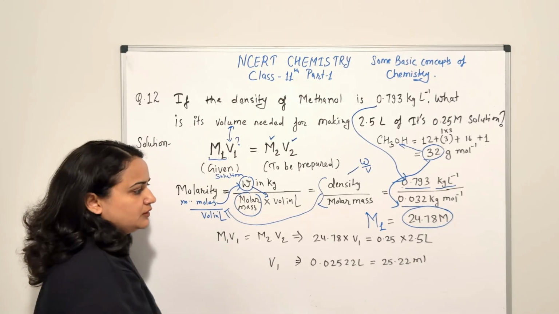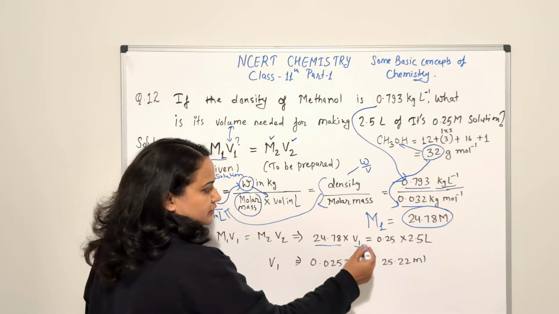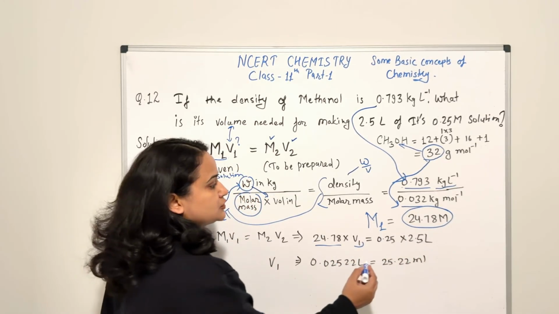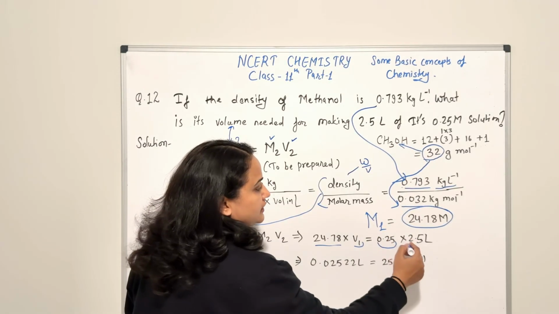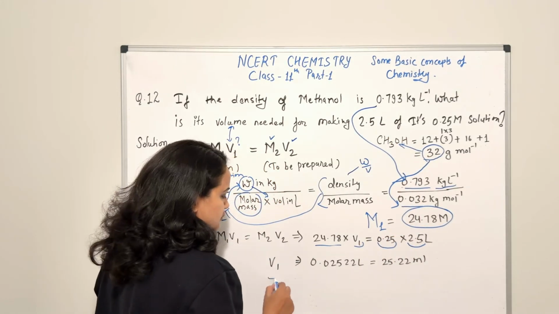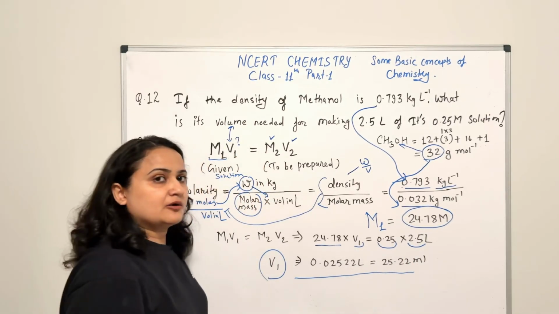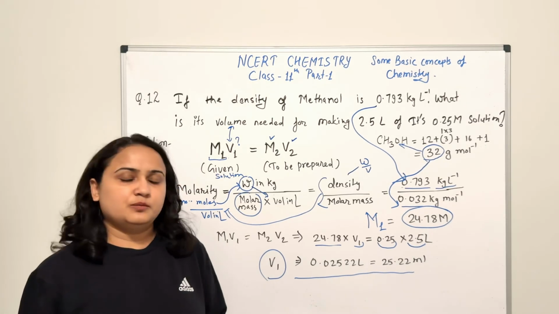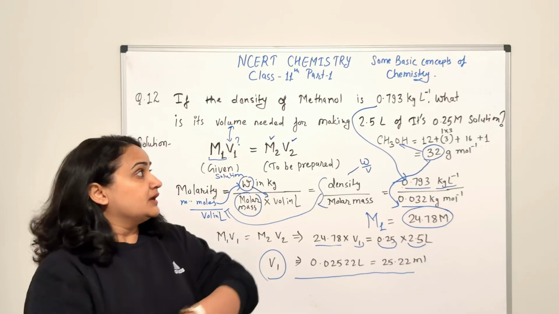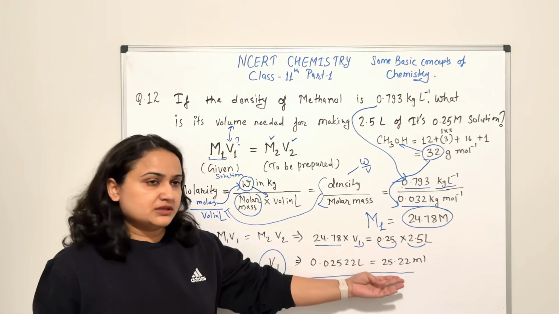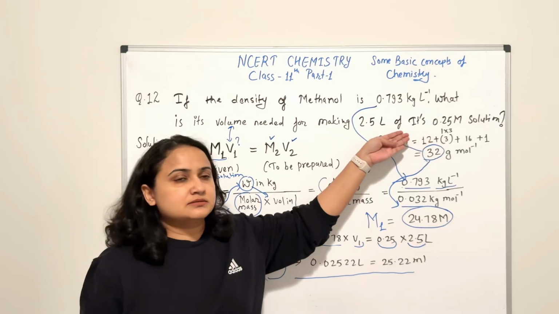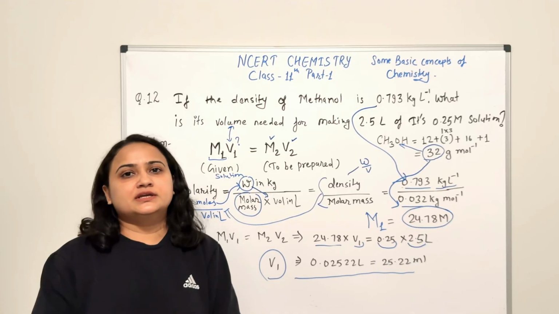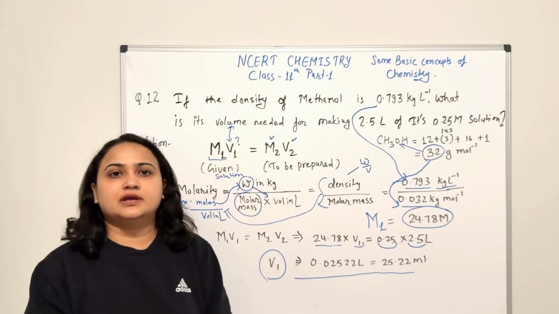Okay, let's go again. M1V1 = M2V2. M1 we just calculated. V1 is the question. What is the volume of these parts to make this type of solution? So now we have the given molarity and V2 is given as 2.5. So our V1 volume will be 0.02522 L or 25.22 milliliter. With this density, its volume will be this, and then we will have a solution of this liter and this molarity. Okay, the question is a little tricky because density is given.